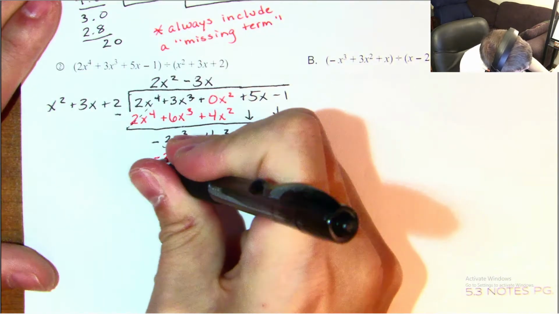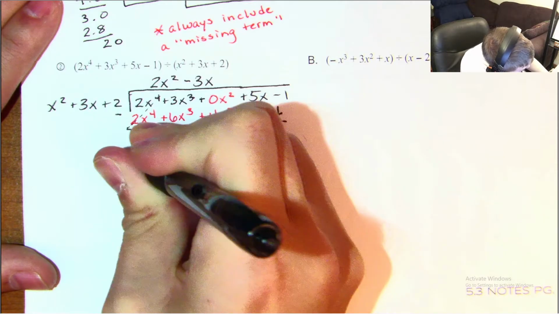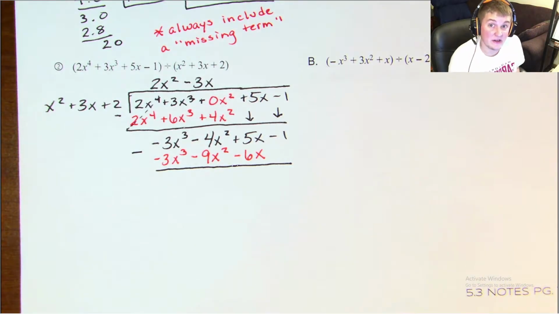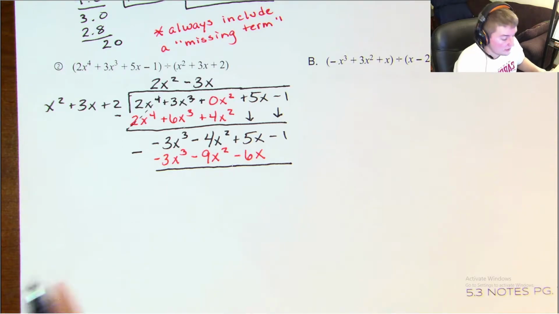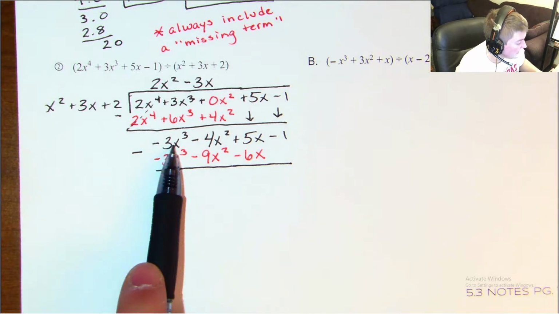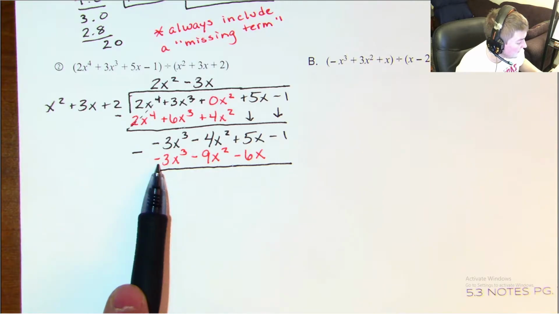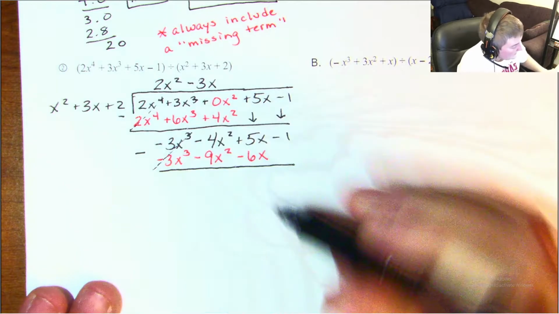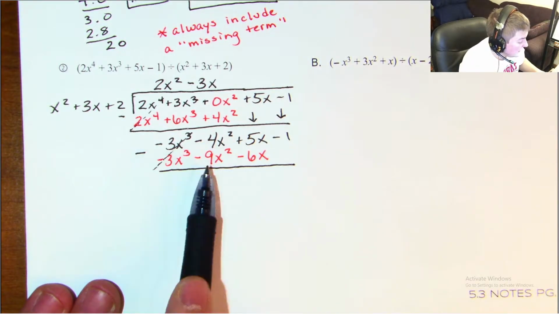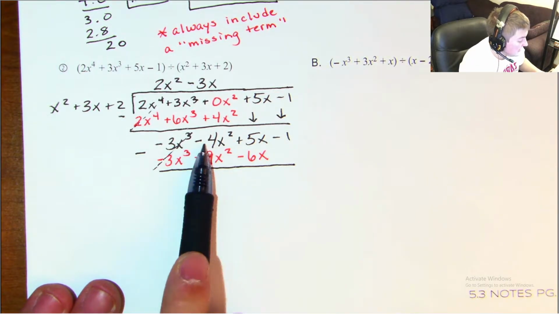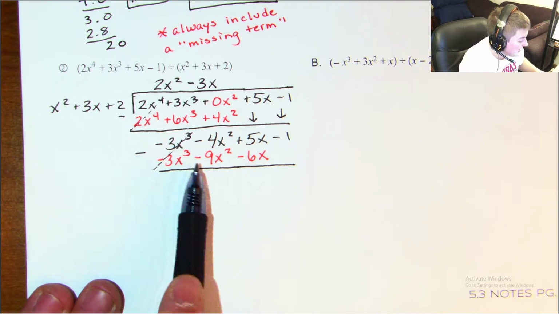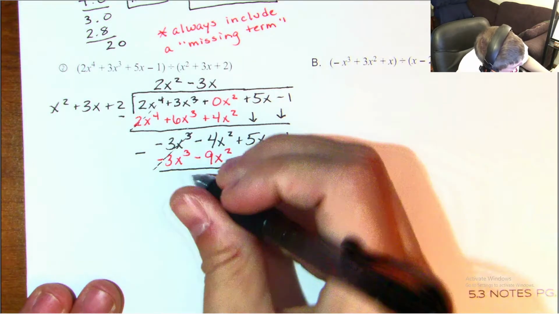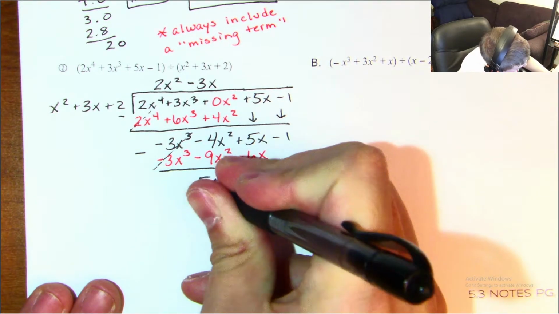With these problems you have to be very careful when you're subtracting negatives. You just have to know that it's addition, and maybe use a calculator if necessary. So negative 3x cubed take away negative 3x cubed, that's going to cancel. Negative 4x squared take away negative 9x is the same as negative 4 minus negative 9, which is the same as negative 4 plus 9.